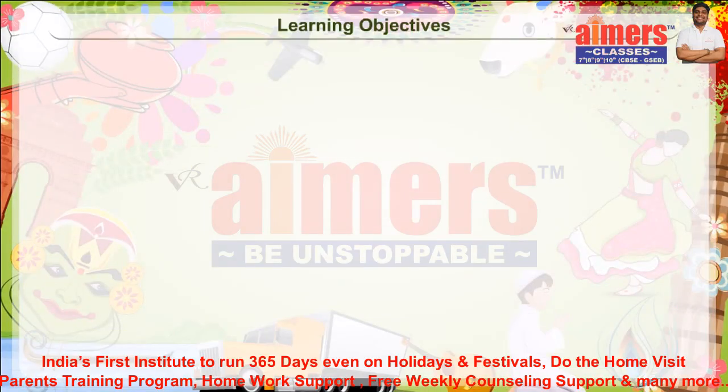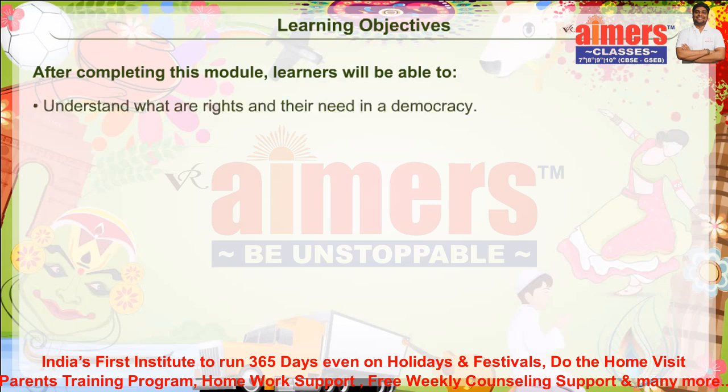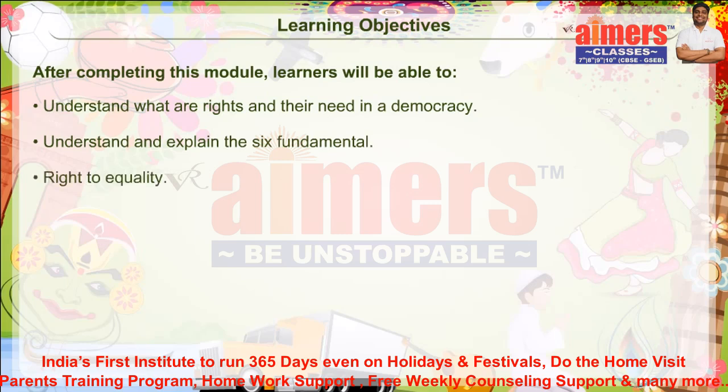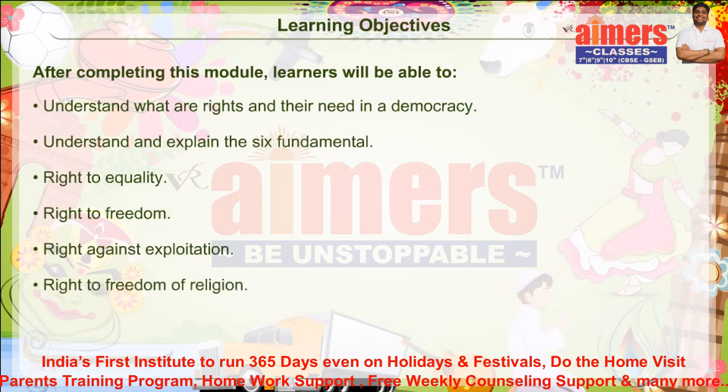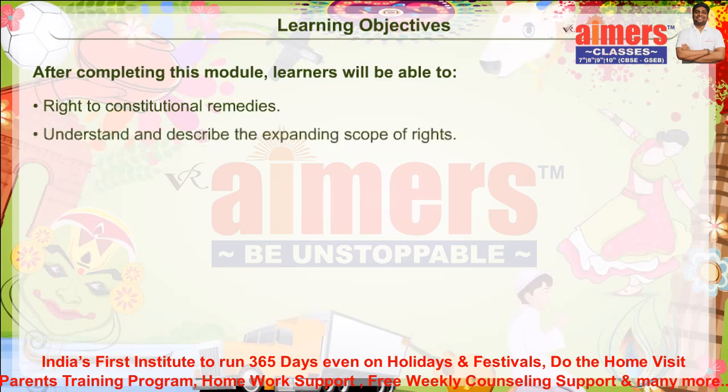Learning objectives. After completing this module, learners will be able to understand what are rights and their need in a democracy, understand and explain the 6 fundamental rights: right to equality, right to freedom, right against exploitation, right to freedom of religion, cultural and educational rights, right to constitutional remedies, and understand and describe the expanding scope of rights.